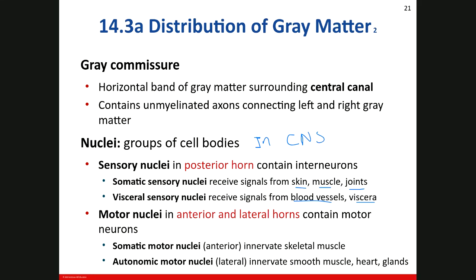And the motor nuclei are located in the anterior and lateral horns of our spinal cord, and they contain motor neurons. We have somatic motor nuclei, which can innervate the skeletal muscle, and they are located in the anterior horn. And we have autonomic motor nuclei, which can innervate the smooth muscle, the heart, and our glands, and they are located in the lateral horn of our spinal cord. So this is the distribution of gray matter in our spinal cord.